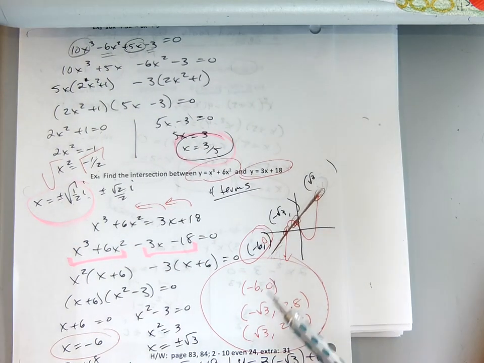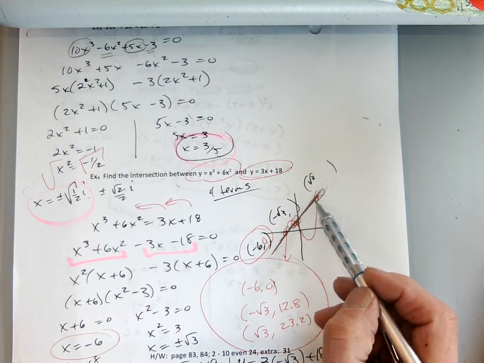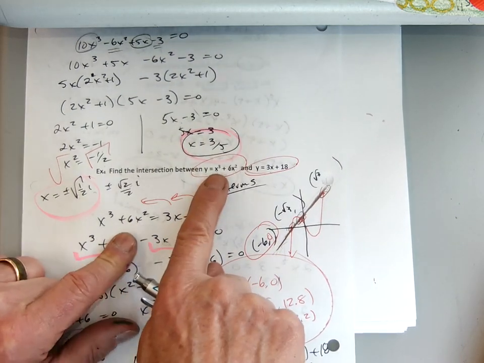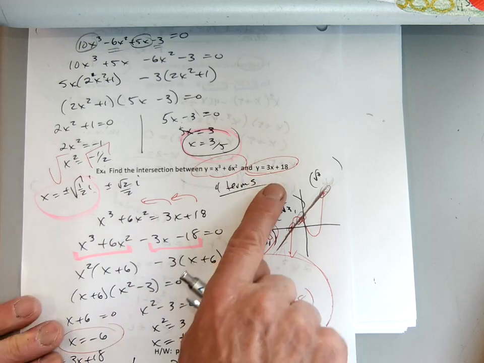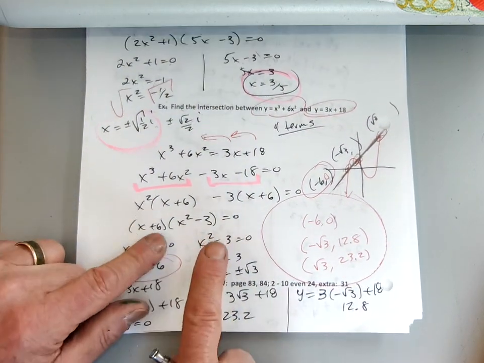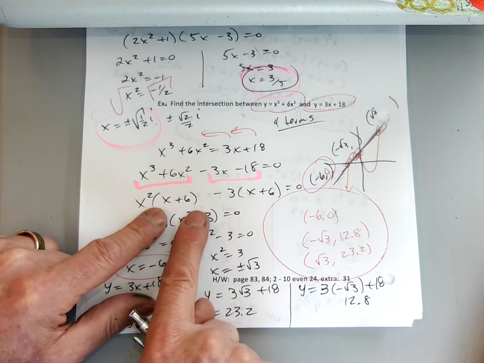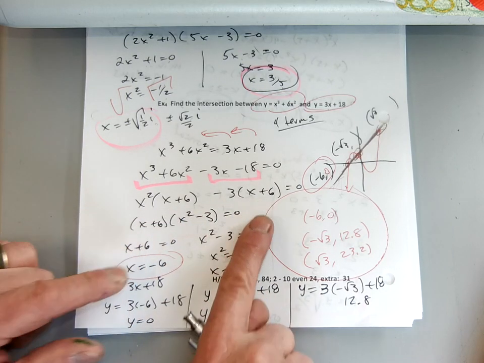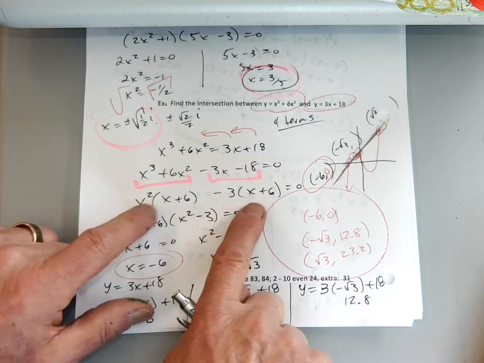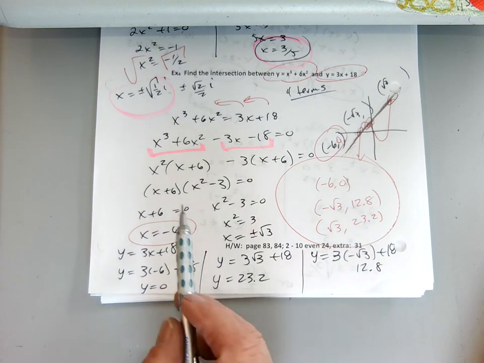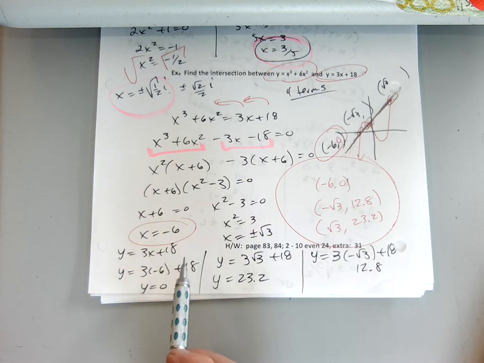Well, where they intersect is where they're equal, so I set them equal. X cubed plus 6x squared equal to 3x plus 18. Then I brought everything over to factor by grouping. Took out an x squared, x plus 6, took out a negative 3, x plus 6. Then I regrouped. What do they have in common? X plus 6, what's left over, and x squared minus 3. And then my mini equations, x plus 6 equals 0.